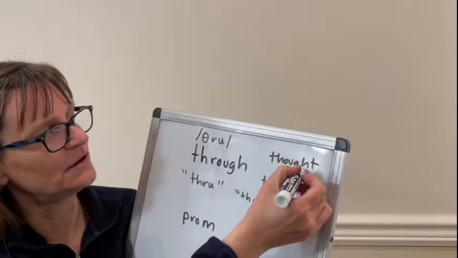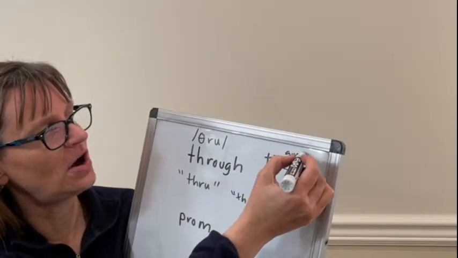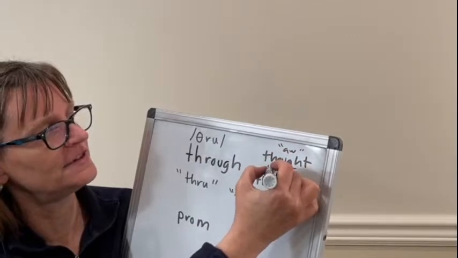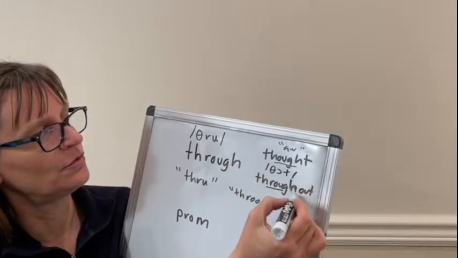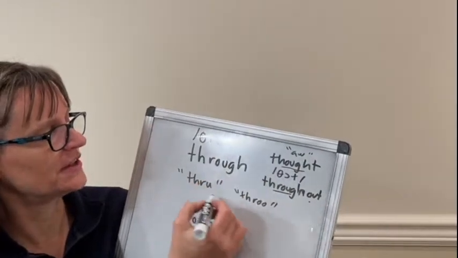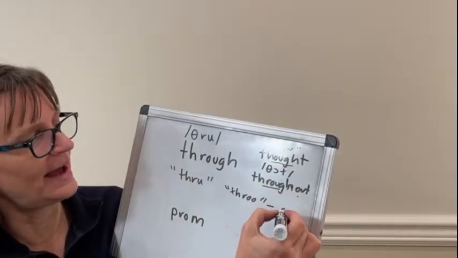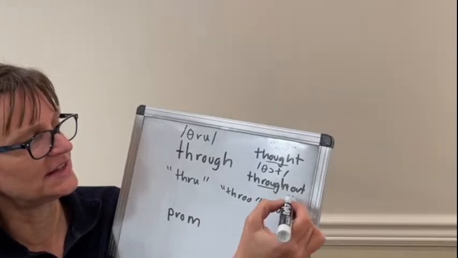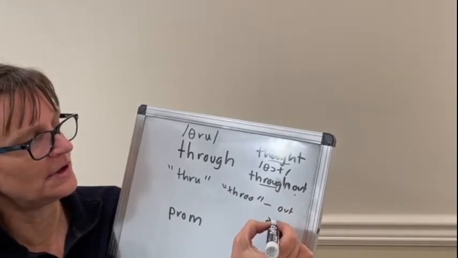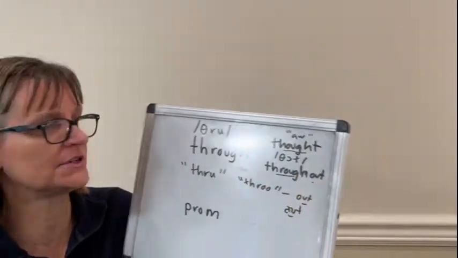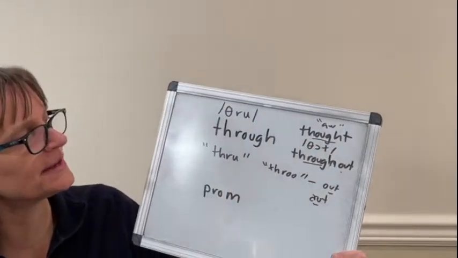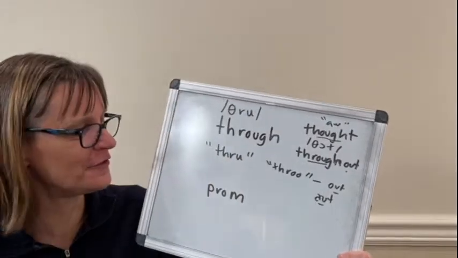For example, in thought, it has the ah vowel. So there we have the TH sound, the ah, and the T sound. Throughout is just like the word through, but we add the out at the end, which has the ow diphthong. And we also stress on out in throughout. So depending on which one of those you were asking about, hopefully that covers both of them for you.